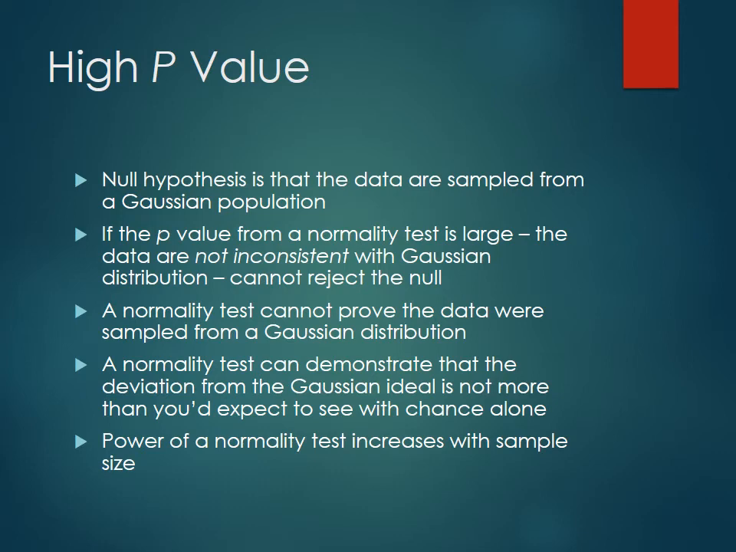Now, the test does not show that the population you pulled from was actually Gaussian. It's just saying how much the data set that you have deviates from a true Gaussian ideal. And again, the power of these normality tests increases with your sample size. The more people you have, the closer you should be able to get to a true Gaussian distribution, and the more power you have to show that.